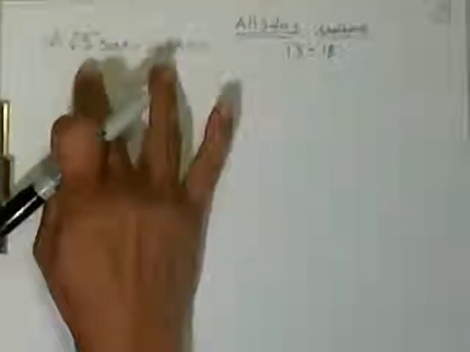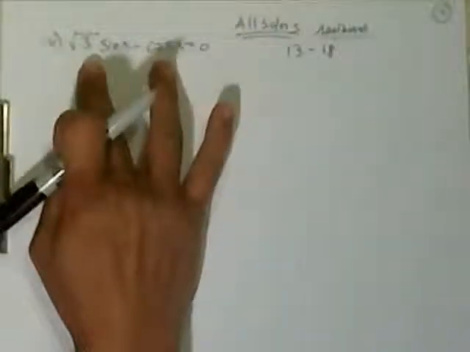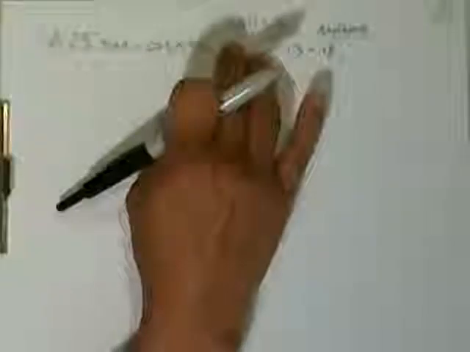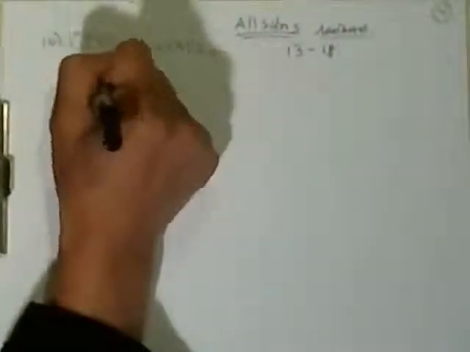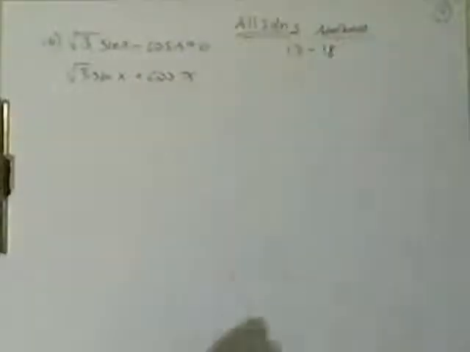Have an outer and inner. It's going to kind of kill you guys. So what I'm going to do is move this guy over again. Square root of 3 sine of x is equal to cosine of x. And I'm going to square both sides again.